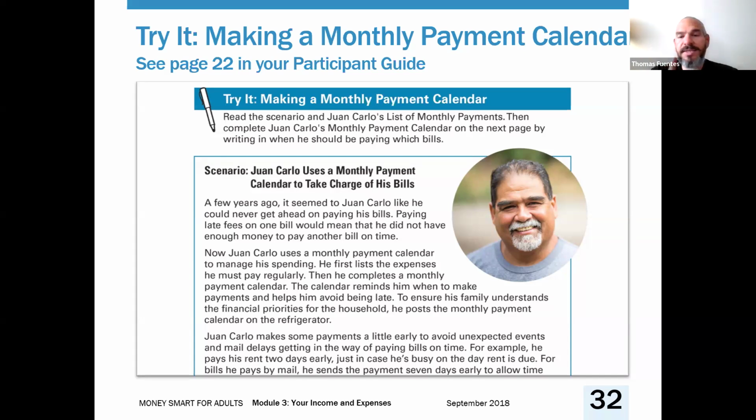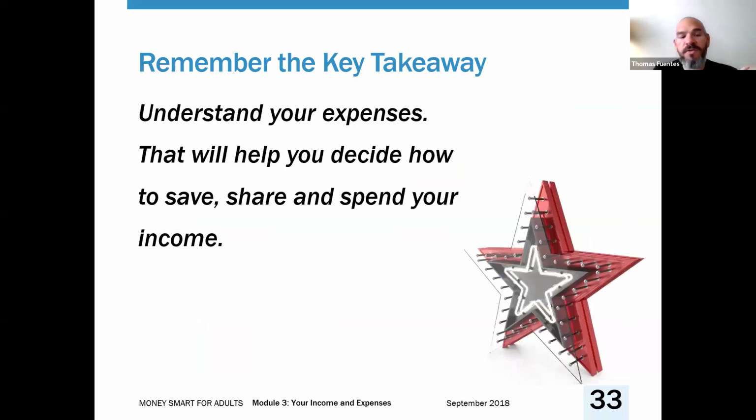But yeah, so that is actually the last section. The key takeaway from this section, remember, first section was understanding income and ways that we use income. And then the last section is understanding expenses. And that brings us to the conclusion.